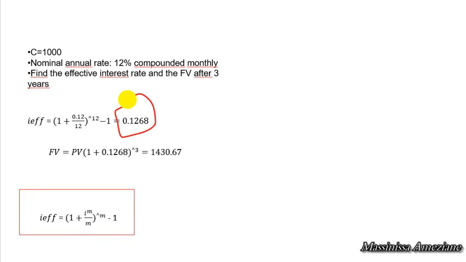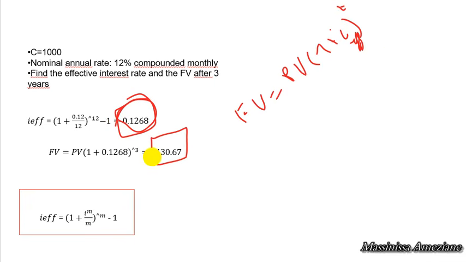Now, how to find the future value? We just need to apply our formula. We know that the future value is PV times 1 plus the interest power the number of years, because it's in years here, so it is yearly actually. So we replace the interest by our effective interest, and we get this. This is the amount of the future value.